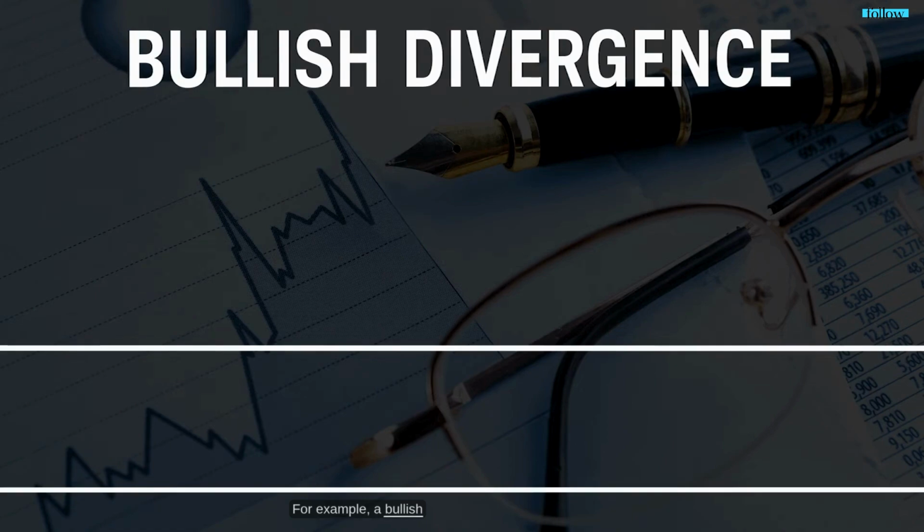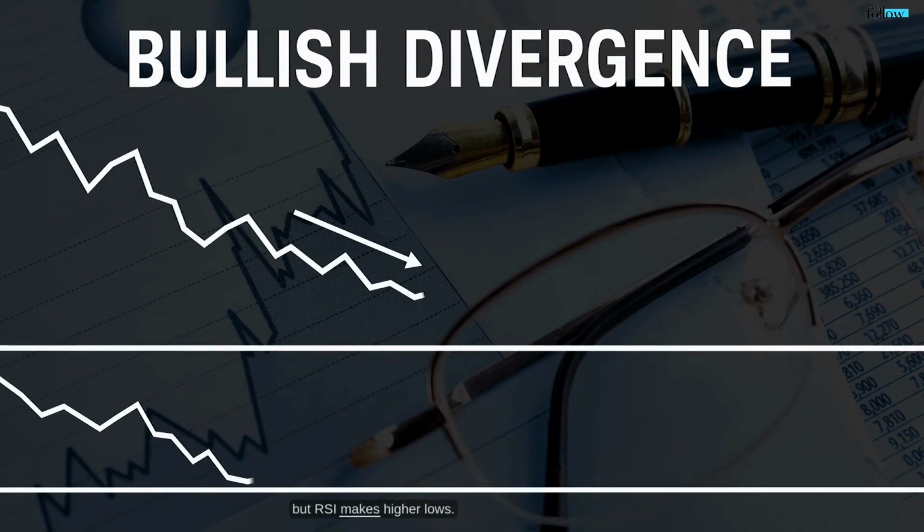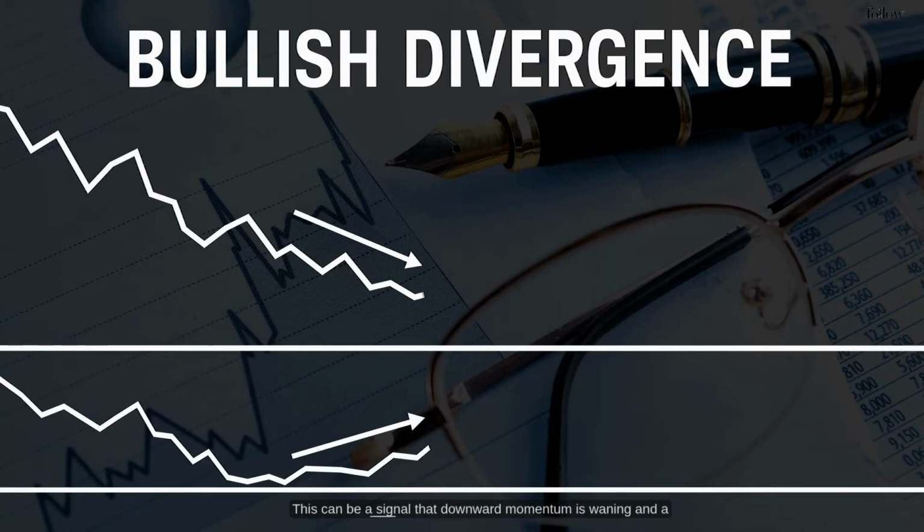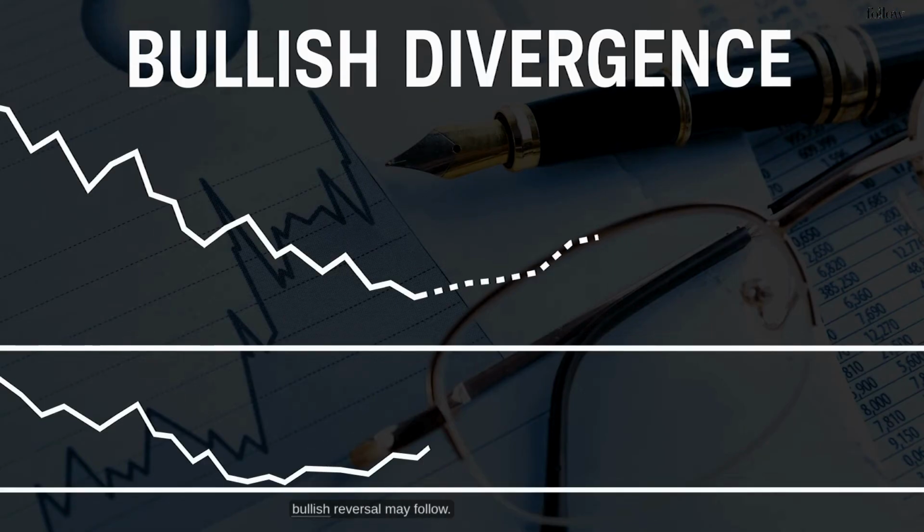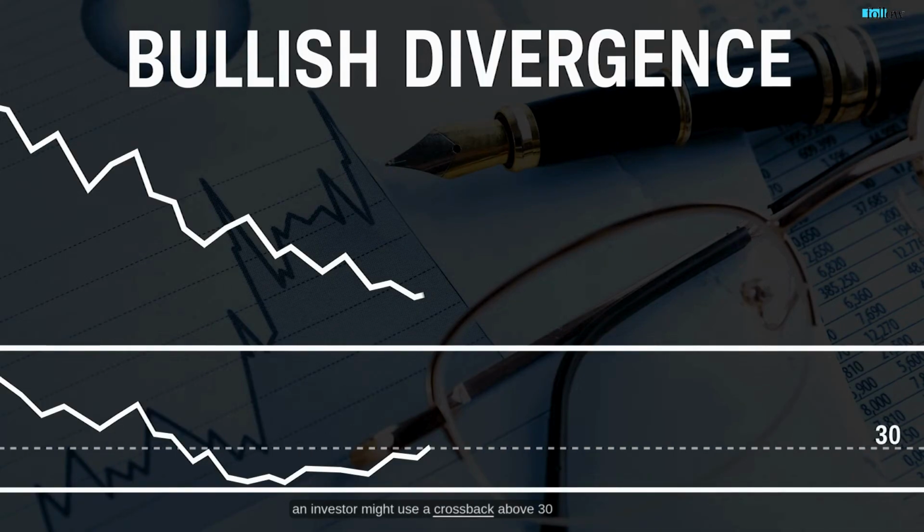For example, a bullish divergence occurs when a stock makes lower lows, but RSI makes higher lows. This can be a signal that downward momentum is waning and a bullish reversal may follow. After identifying a bullish divergence, an investor might use a crossback above 30 as an entry signal.